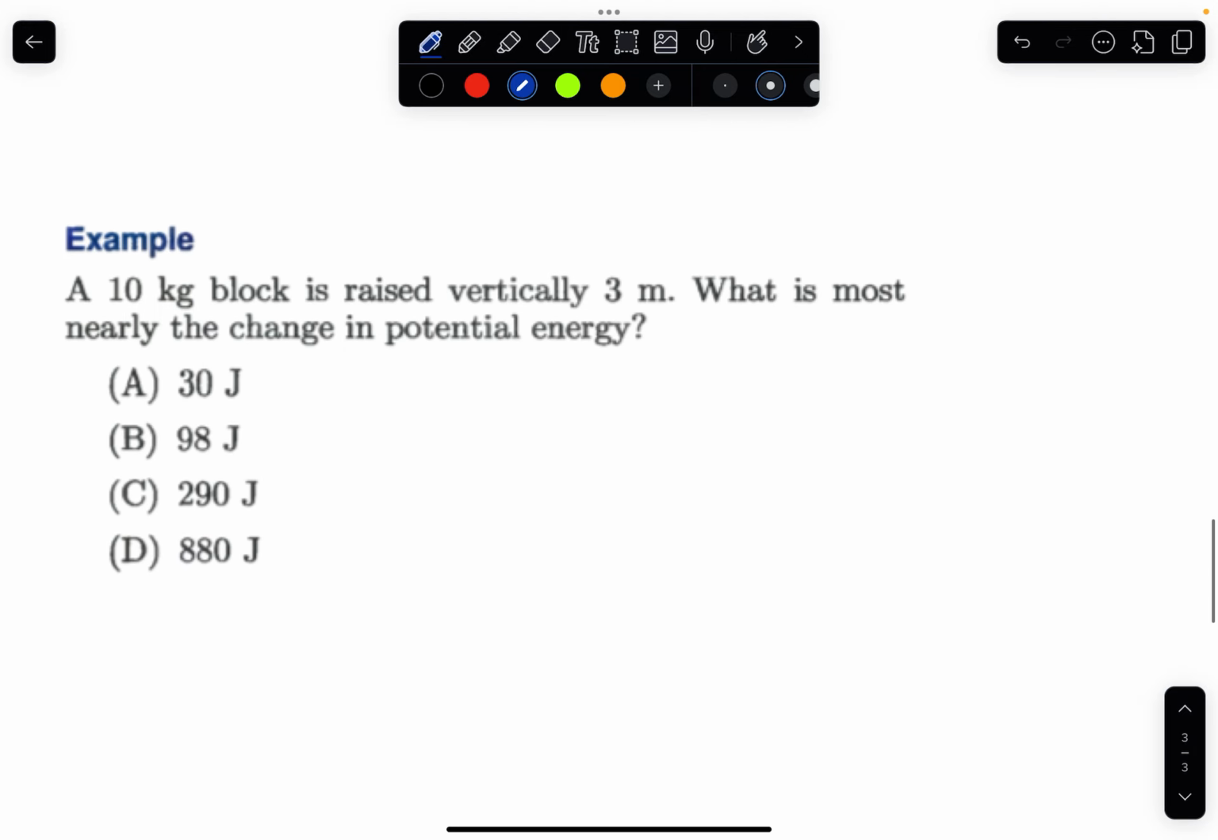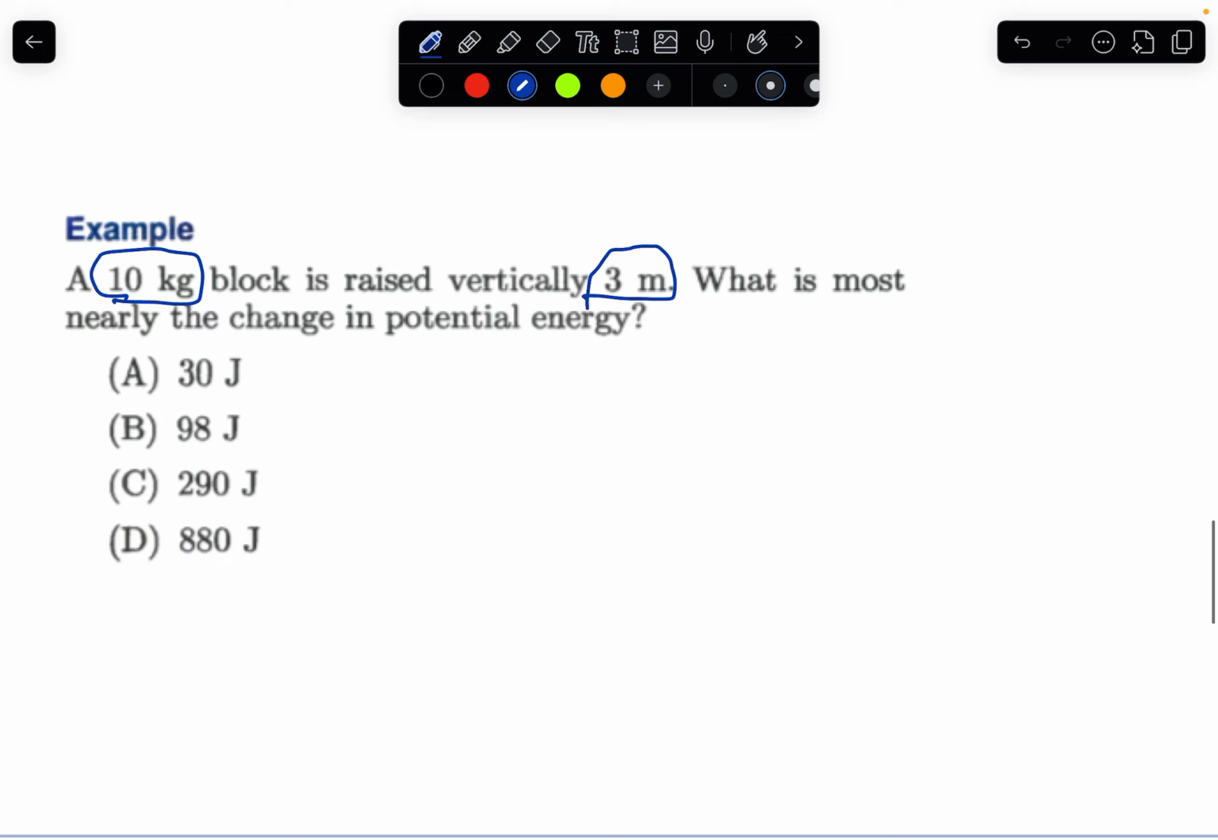Okay, so another example here: we have the mass 10 kilograms, and the vertical distance is 3 meters. He wants the potential energy, the PE, which is mg delta h. He wants it in joules.